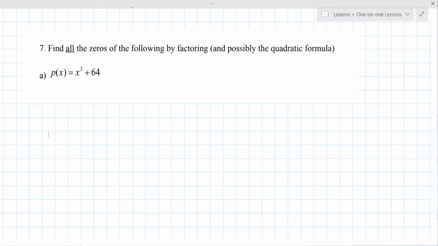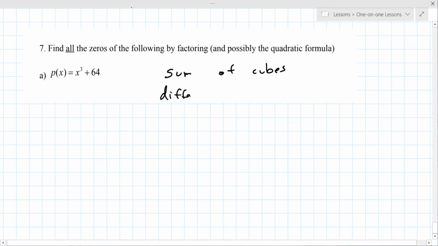So anyway, we'll do this. This one's sum of cubes, and this requires a formula. There's also difference of cubes.